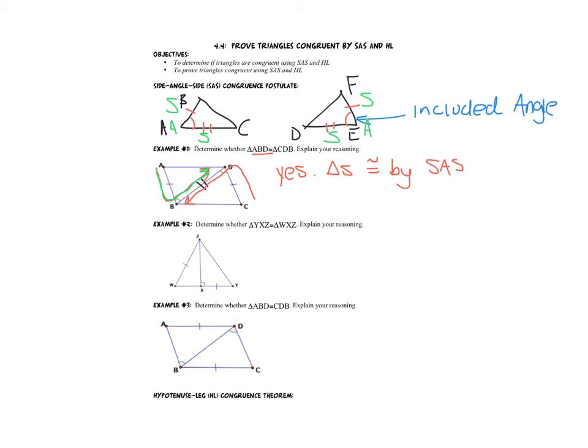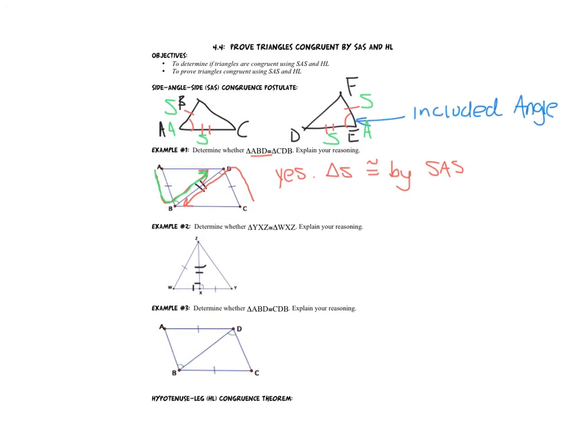All right, so example 2 here says determine whether triangle YXZ is congruent to triangle WXZ. So again, the first thing I notice is that these two triangles share this side. So I'm going to double tick it. Now, the second thing I notice is that there aren't any arcs in any of the angles. However, there is this right angle down here in triangle ZXY, which means there's a right angle in the left triangle. So when I look at this picture, I see that the left triangle has two sides and an angle, and I see that the right triangle has two sides that are congruent and an angle.